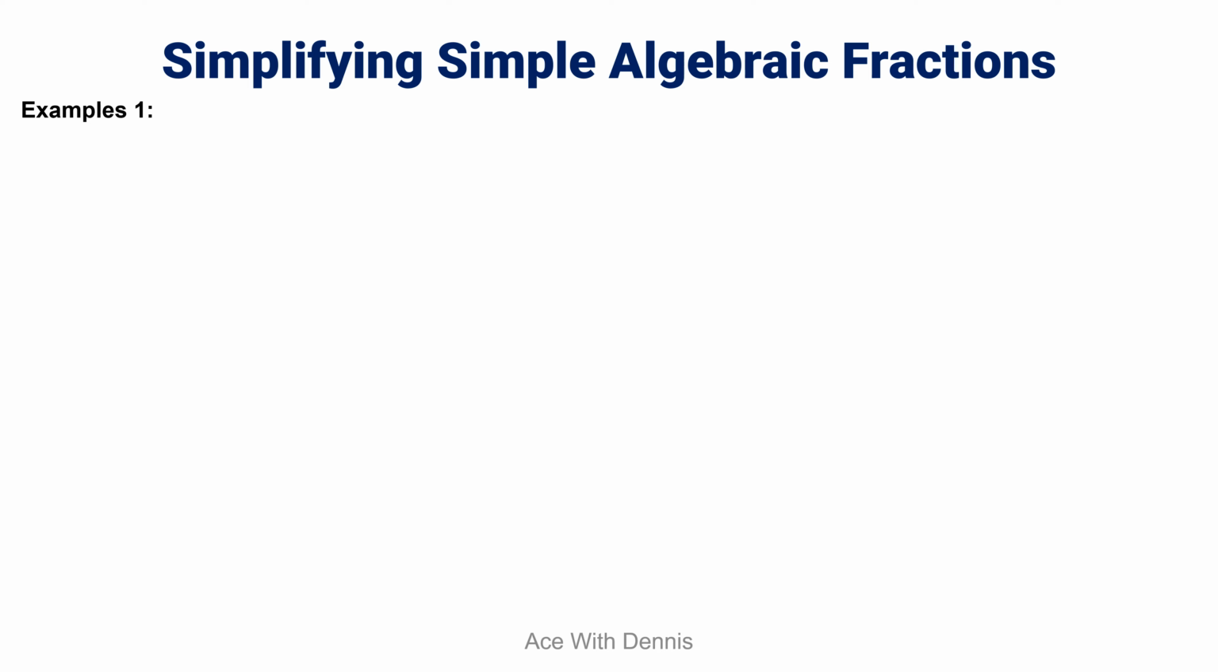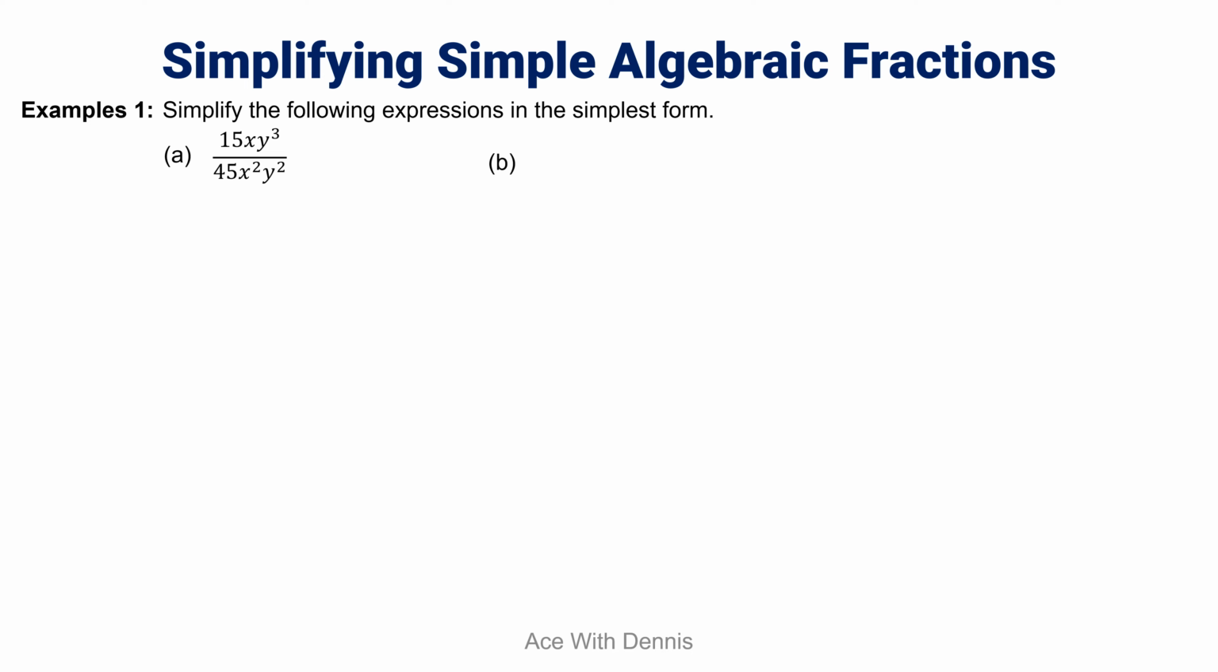Example 1. Simplify the following expressions in the simplest form. A. 15xy cubed over 45x squared y squared. B. 12p cubed q minus 20p squared q cubed over 16pq squared.